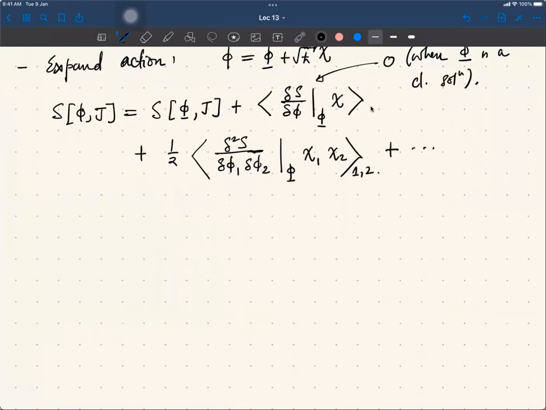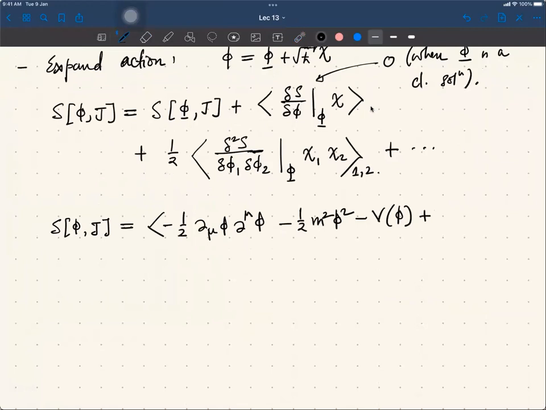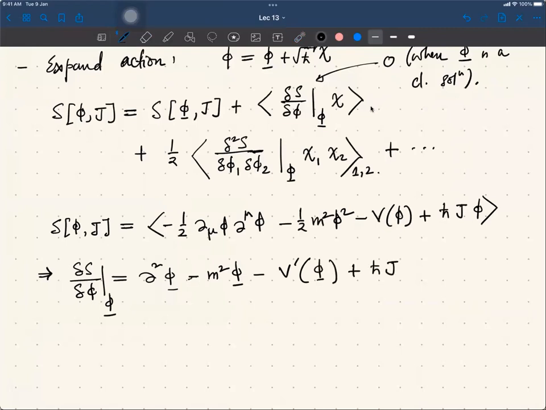Now, the more explicit form of the action we are choosing, and hence the equation of motion, are as follows. The action S(phi, J) is equal to minus half del mu phi squared, minus half m squared phi squared, minus the potential V(phi), plus h bar J times phi, which is the source term. And from here, if you calculate del S by del phi, that will be del squared phi lower bar minus m squared phi lower bar minus V prime of phi lower bar plus h bar J, and that's equal to 0.